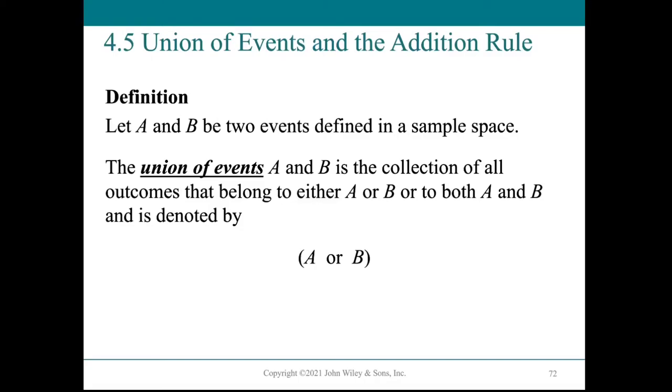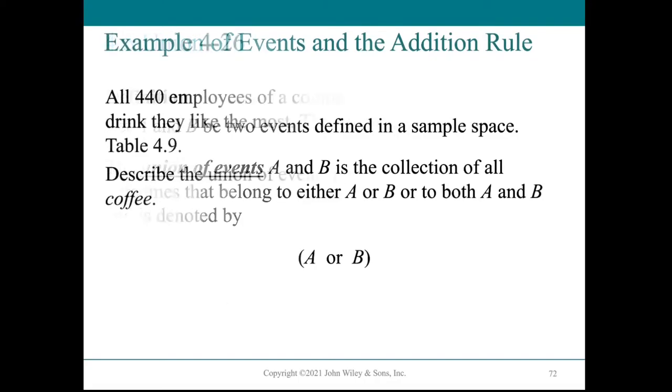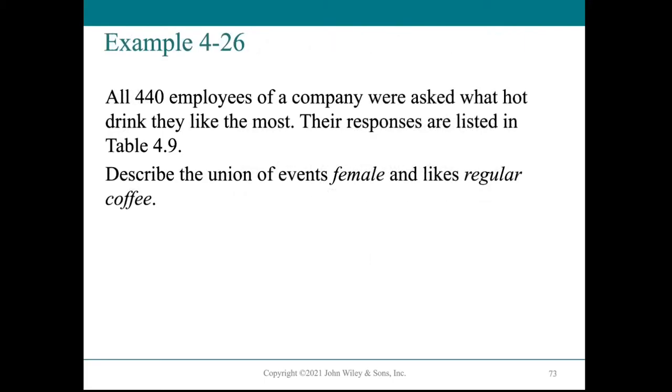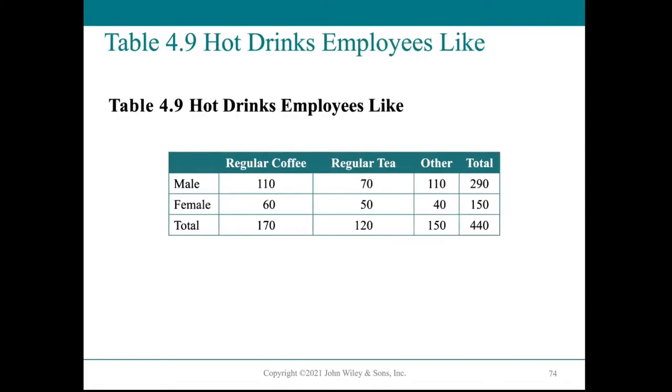So, here you have A or B. All 440 employees of a company were asked what hot drink they like the most. The responses are listed in the next slide. So what's the union of events of being a female and likes regular coffee? So here is coffee or tea, males and females. We have a total of 440 respondents. There's also other, so neither coffee nor tea. Among them, 150 are females, 290 are males.